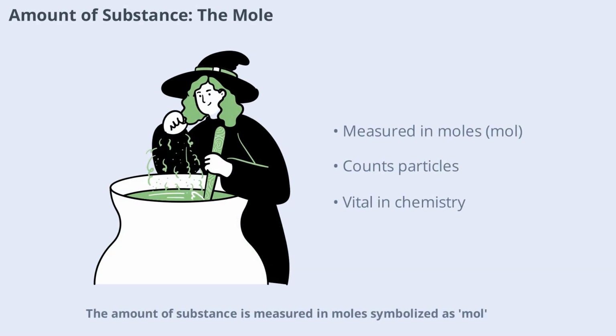Amount of substance is measured in moles, symbolized as mol. This quantity is especially important in chemistry, where it helps scientists count atoms and molecules. 1 mole contains exactly 6.022 x 10^23 particles, making it a powerful tool for understanding chemical reactions and formulas.